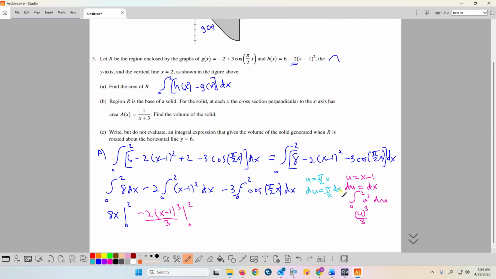And now I like to isolate the dx, so when I do that, I'm basically just going to multiply by the reciprocal, 2 over pi. So then what I do to one side, remember, always do that to the other, and you end up with that du right there, okay? All right, so this is our dx. Okay, well, what do we do from here? Well, let's integrate.